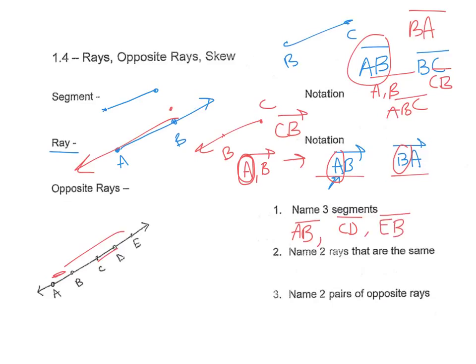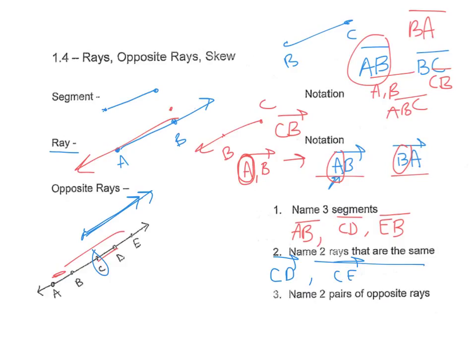Name 2 rays that are the same. In order for rays to be the same, they need to have the same endpoint. So I'm going to go with, I'll use C. And they need to be going in the same direction. So I'm going to pick that I go this way. So same endpoint, so ray would be C, go towards D, so I'll call it CD. Second one would be C, go towards D, but this time it passes through E. So CD and CE are the exact same ray. They both start at C and they go this way because they both extend infinitely.